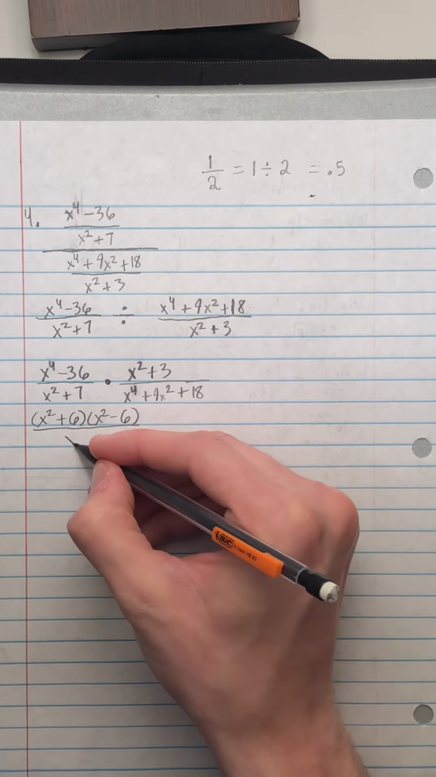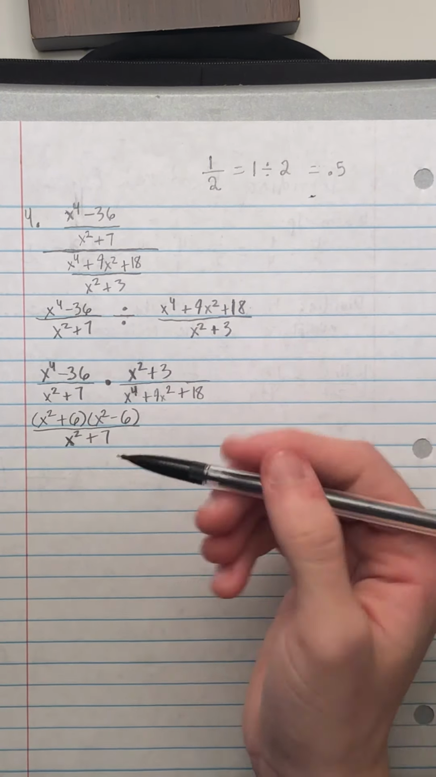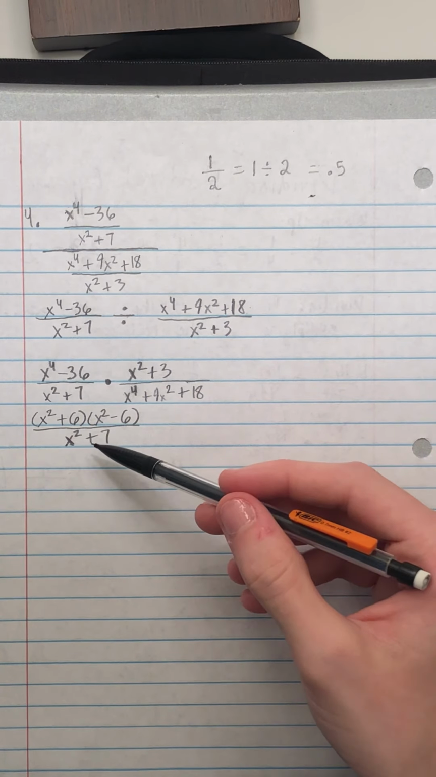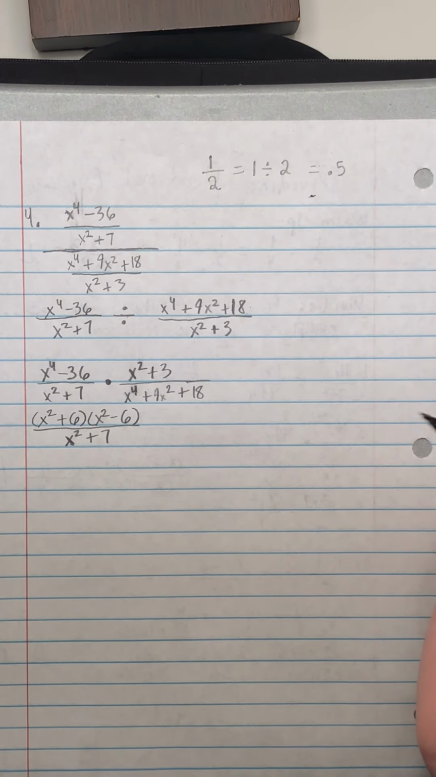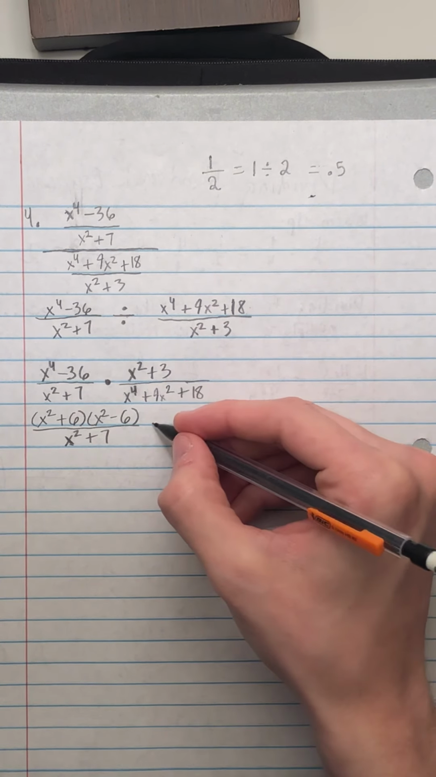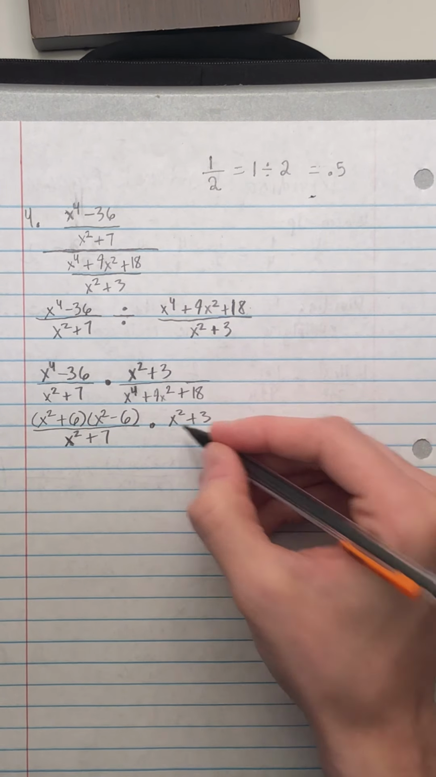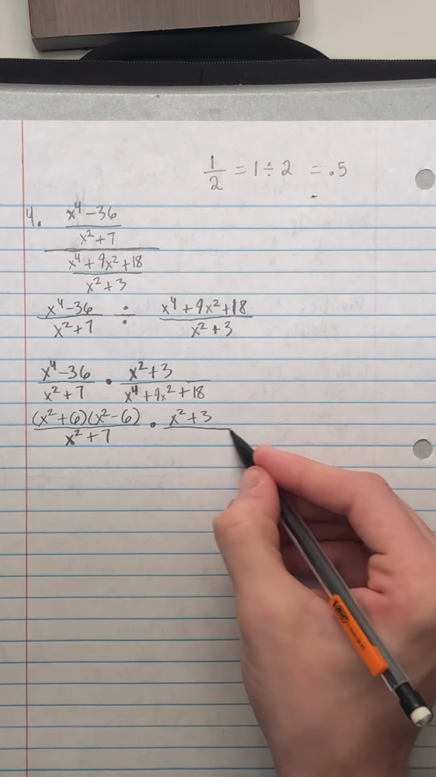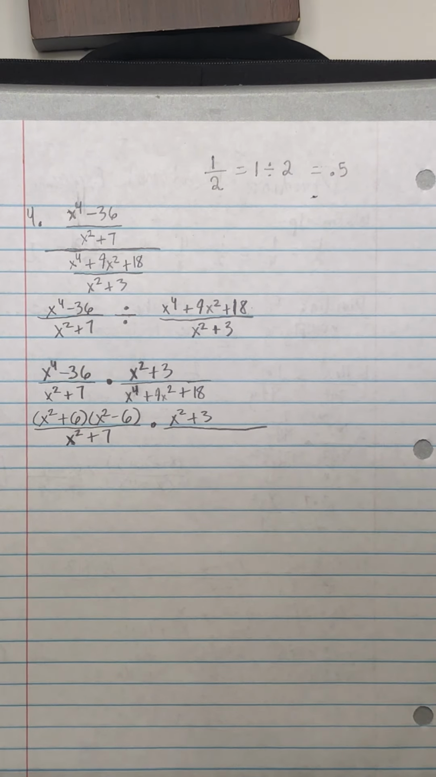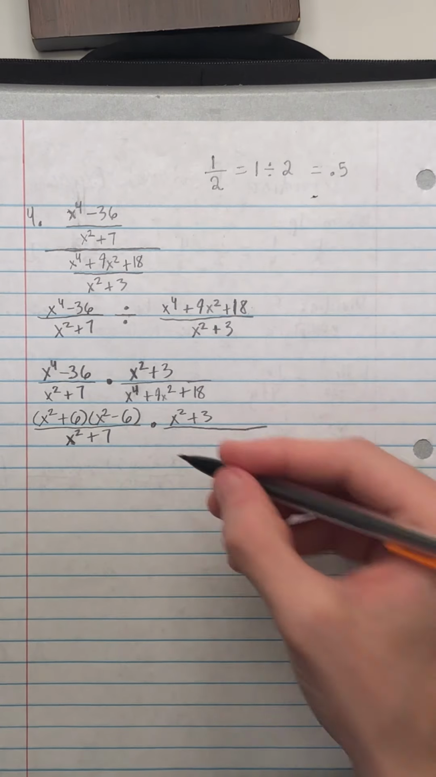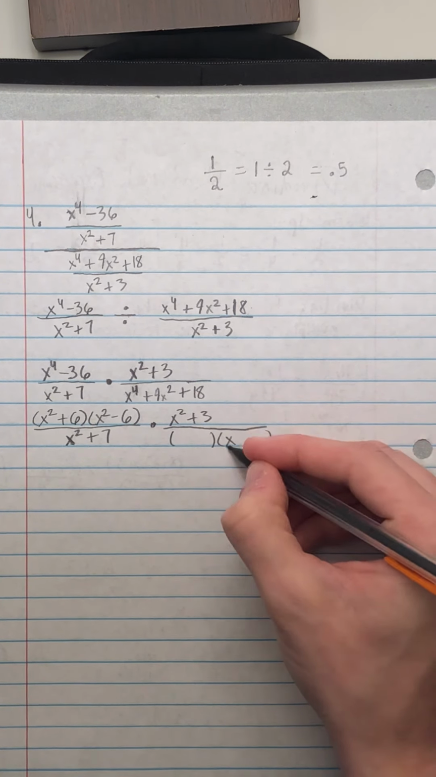X squared plus 7, I'll leave alone because I've got the x squared, but I don't have a difference, and 7 isn't a number squared. So I'll leave that alone. Same reasoning with x squared plus 3. But I could factor x to the 4th plus 9x squared plus 18. So in these first spots are going to be x squared and x squared.